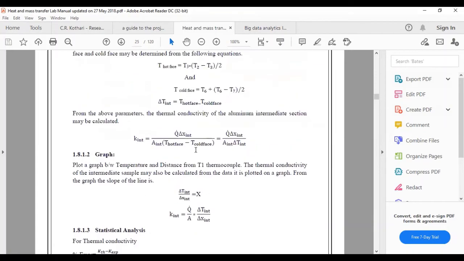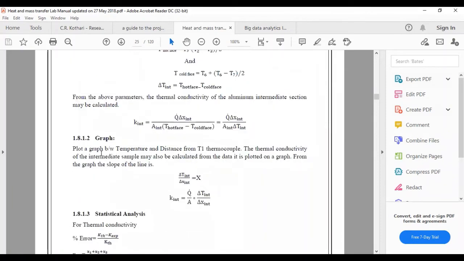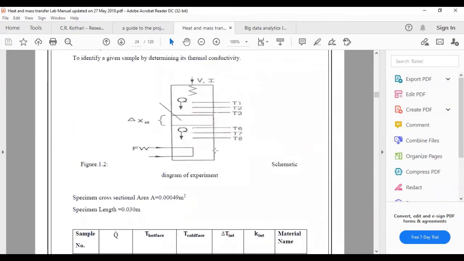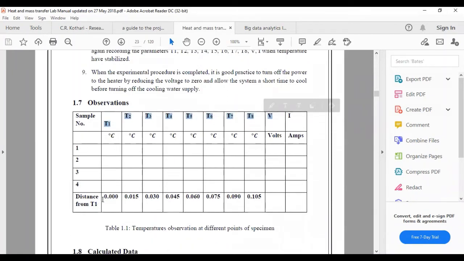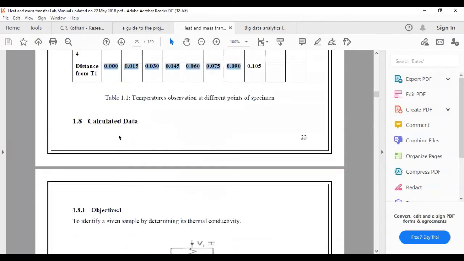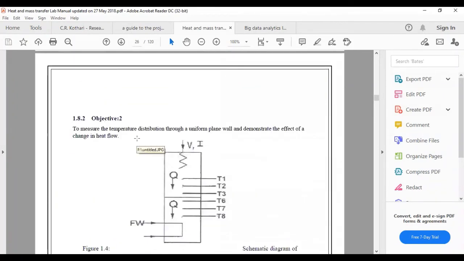So now your final task for this objective is to draw a graph. You will draw the graph between temperature and distance from thermocouple. Meaning from this table, you will plot all of these temperatures on the y-axis, and you will take all of these distances on the x-axis. So if you have 4 different sets of values, then you will draw 4 graphs of temperatures for all sets of values. So now similarly, in the same way we will perform objective 2.